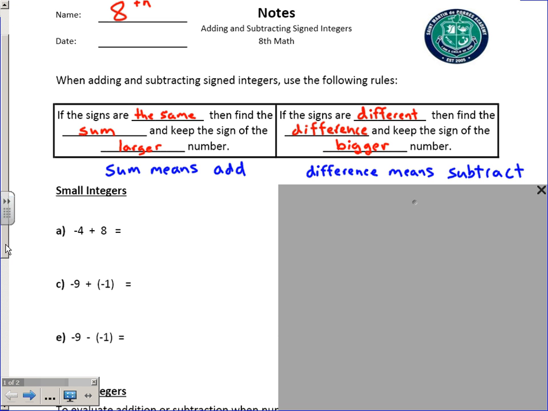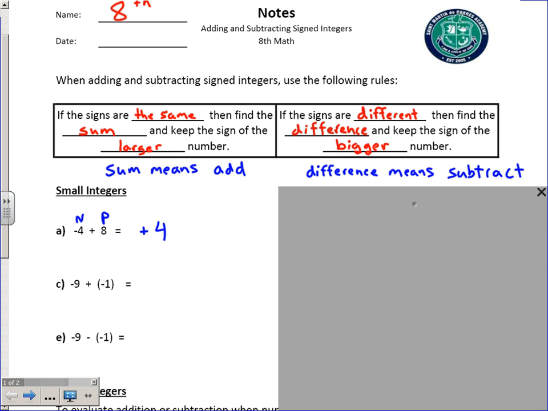So we notice the 4 is negative, so we put an n, and then the 8 is positive. So they're different letters or different signs, so that means difference. So the difference between 8 and 4 is 4. And then we always keep the sign of the bigger number, which was the 8, the positive number, so we put a positive sign. I always like to put a positive or negative sign because it helps me remember to think about if the answer is positive or negative.